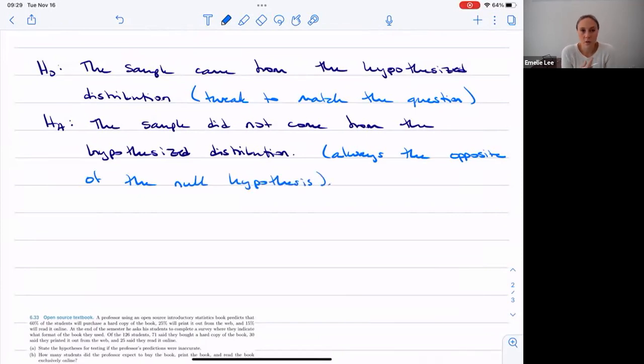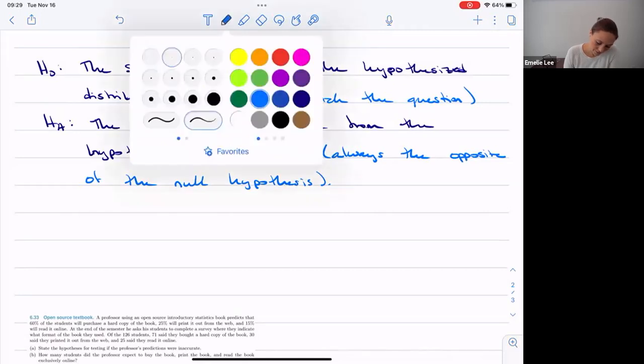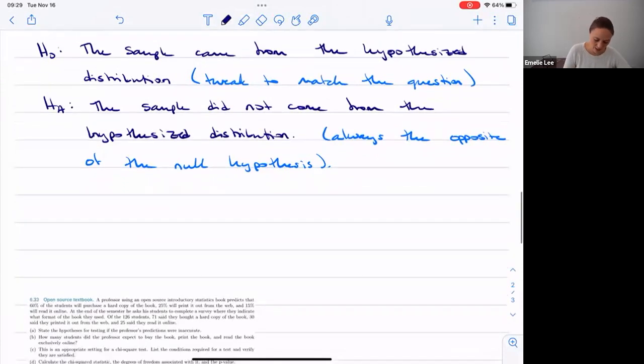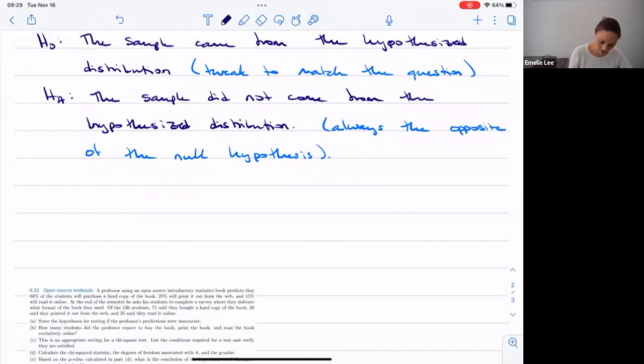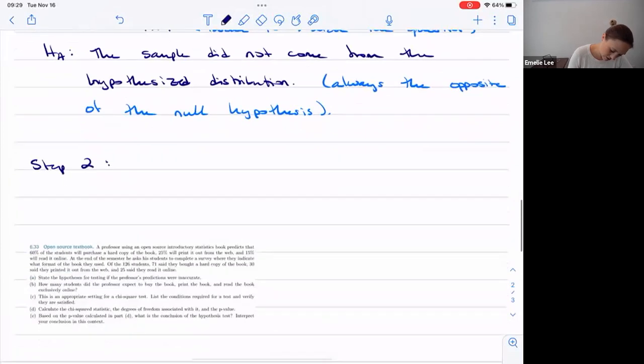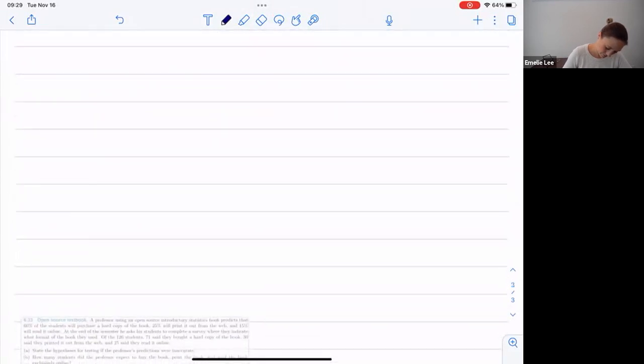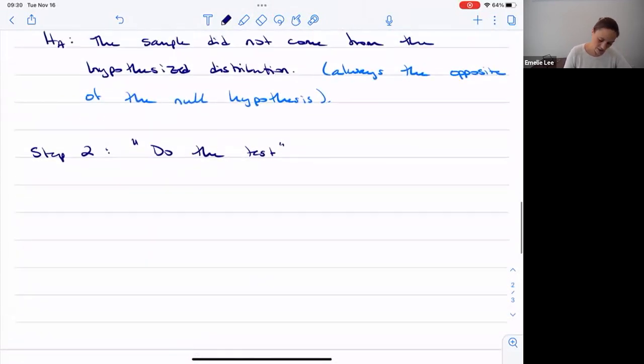Okay, and so you would adjust it to the question. All right, so a little bit weird, right? But the same framework applies. So then step two is what? Step two is do the test. Okay, what's the test? Step two, do the test.